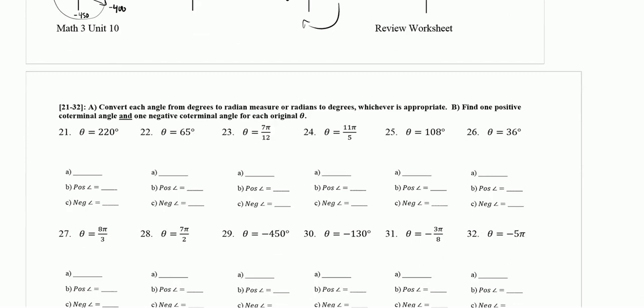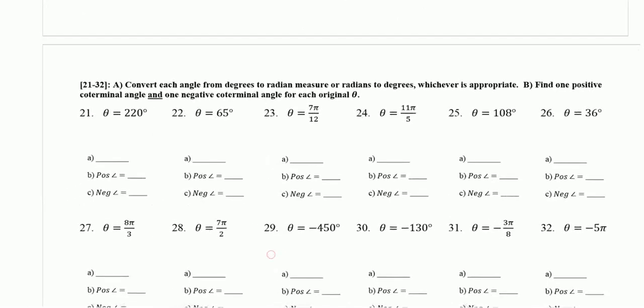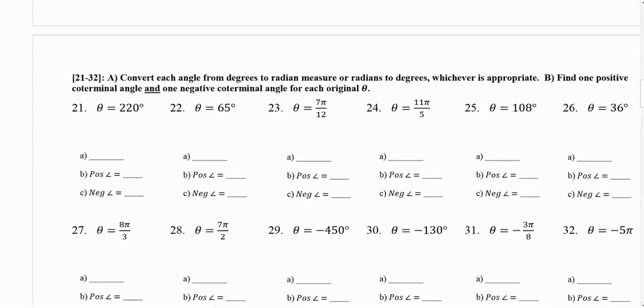To 32, convert each angle from degrees to radian measure, or radian to degrees, whichever is appropriate. Find one positive coterminal and one negative coterminal angle for each of the following. So 21, we're going to convert.